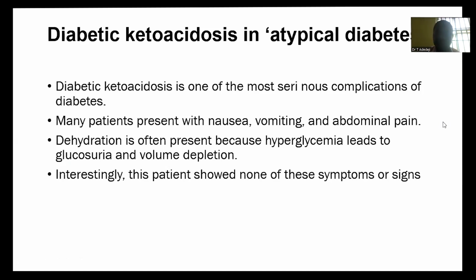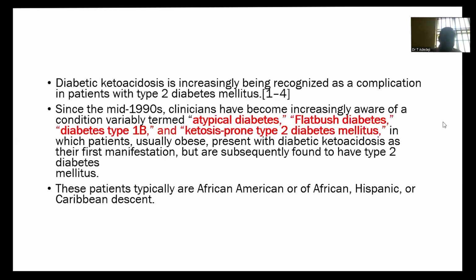Diabetic ketoacidosis is one of the most serious complications of diabetes. Many patients present with nausea, vomiting, and abdominal pain. And dehydration is often present because hyperglycemia leads to glycosuria and depletion in the volume of the plasma. Interestingly, this patient showed none of these symptoms, and yet he has diabetic ketoacidosis. So it's called diabetic ketoacidosis in atypical diabetes.